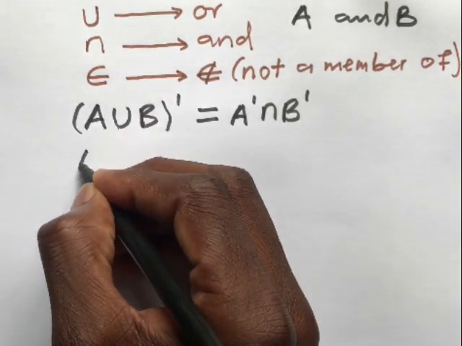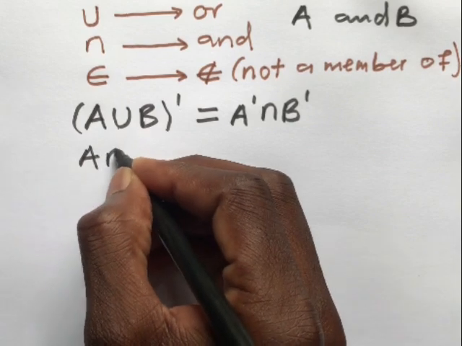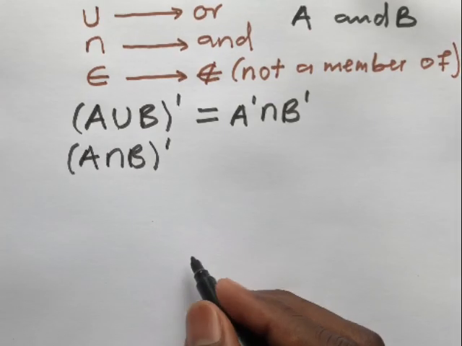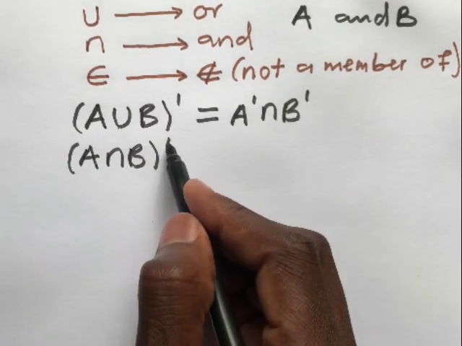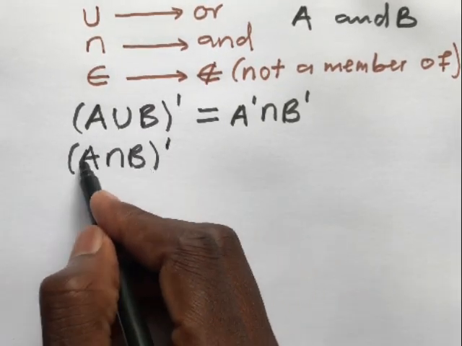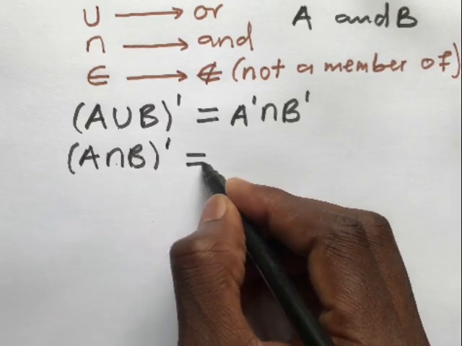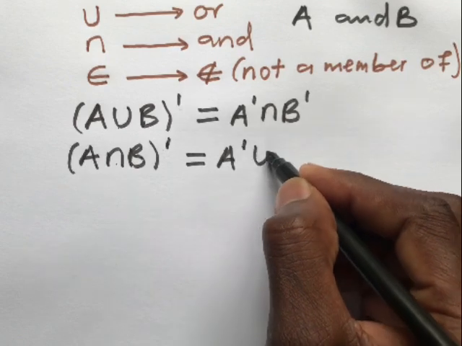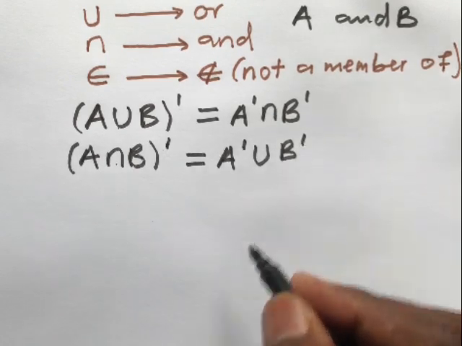The second type of De Morgan's law is like this, whereby we have intersection in between and you put a complement outside. The moment I distribute this complement on these two sets, the sign in the middle is going to change. We are going to have A complement union B complement.